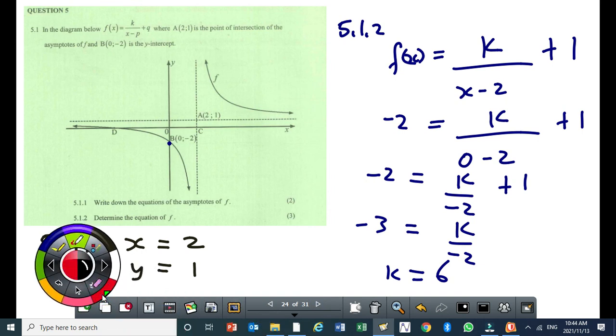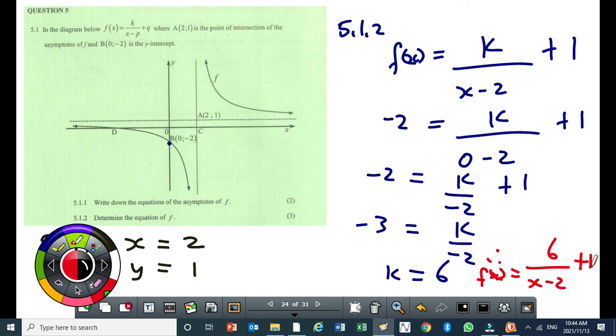So okay, let me squeeze it here. Therefore, our equation f of x will be equal to 6 divided by x minus 2, plus 1. So that is it.